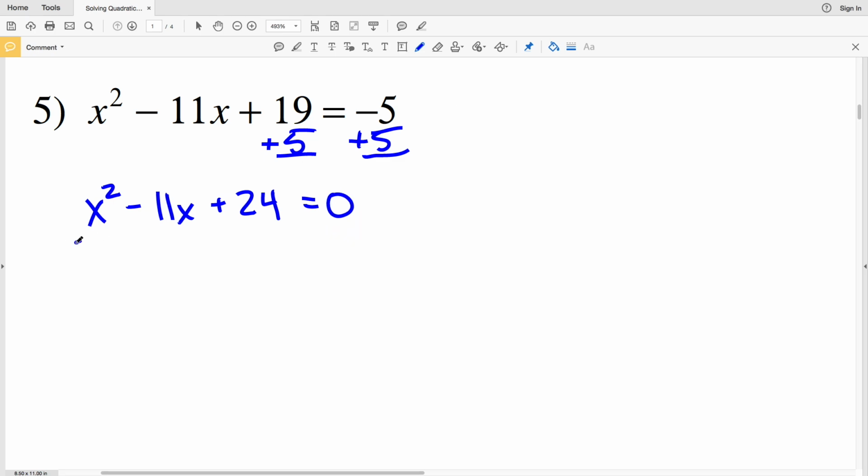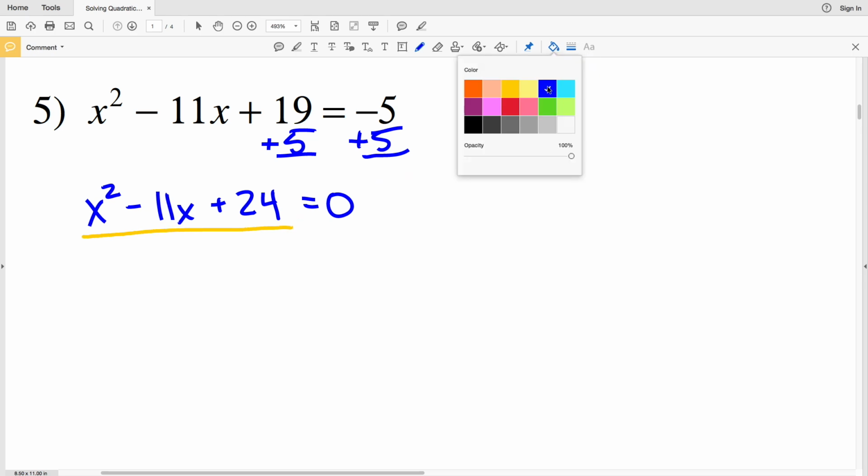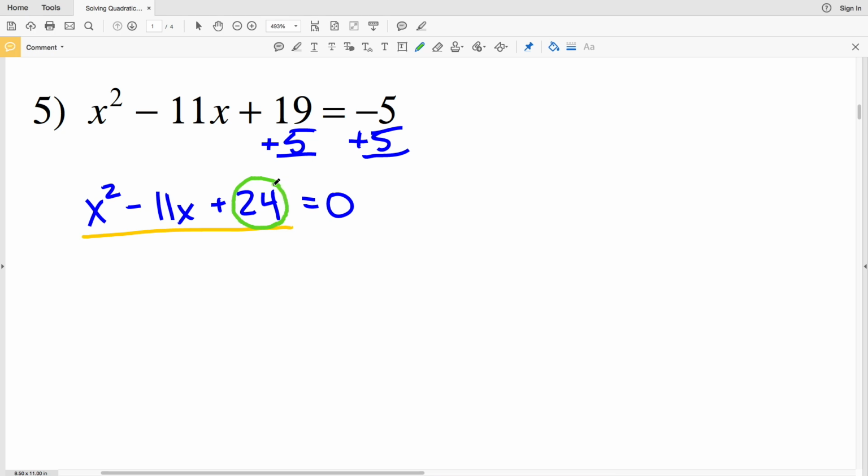Now I'm going to factor x squared minus 11x plus 24. And remember, if you refer back to factoring quadratic equations, we need to find two numbers that multiply to give me 24 and add to give me a negative 11. So if we write out the factors of 24, we'll have 1 and 24, but there's no way to add those to get negative 11. We have 2 and 12. 2 plus 12 does not equal negative 11, or negative 2 plus negative 12.